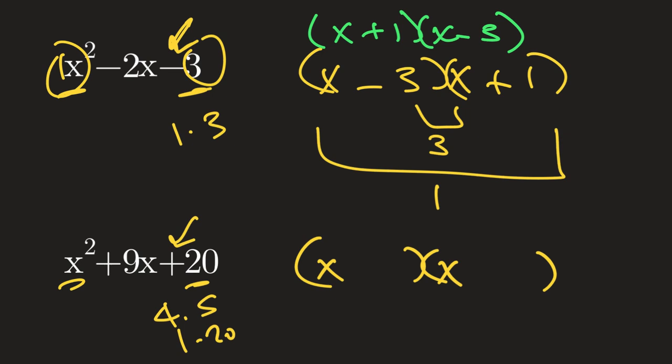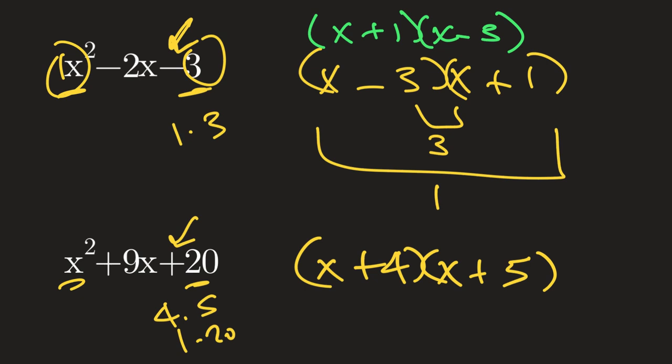Last sign's a plus sign. We got to add to 9. Are there 2 factors that add to 9? Which ones? 4 and 5. And everything is positive, which makes the signs really easy. X plus 4, x plus 5.